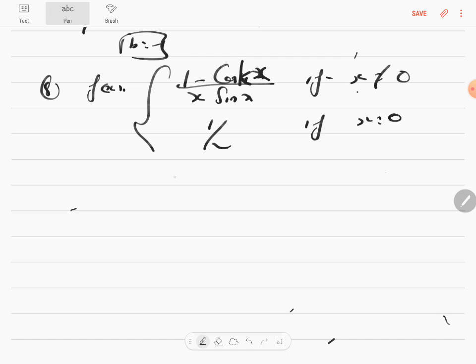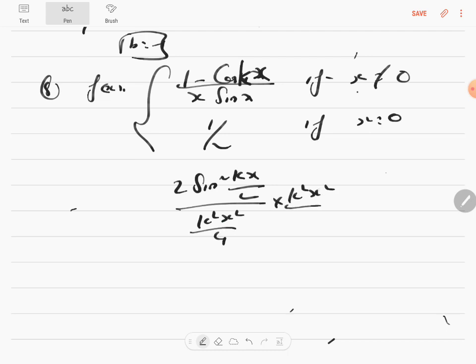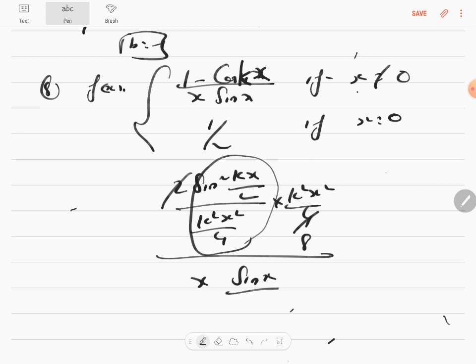So 1 minus cos kx is 2 sin square kx by 2. Therefore you need a k square x square by 4 into k square x square by 4. Therefore this will become 1 and this will become k square x square by 8. You already have an x sin x. You multiply and divide that by x. This will become 1. The x square and x square get cancelled. The left hand limit is k square by 8.